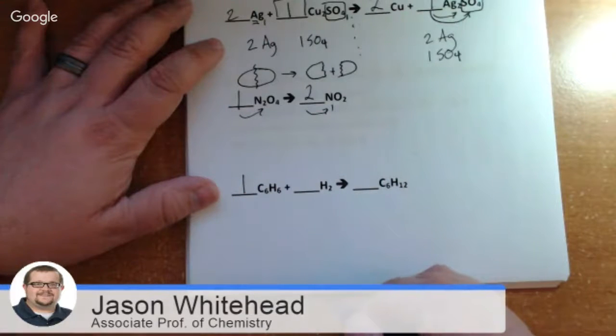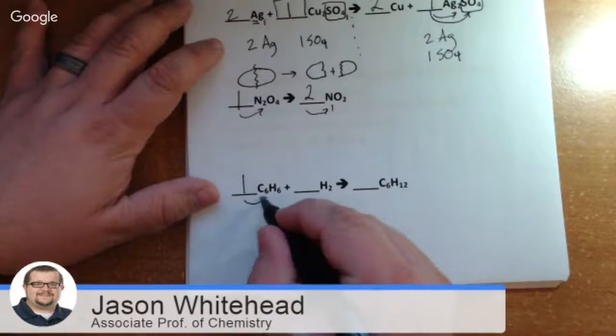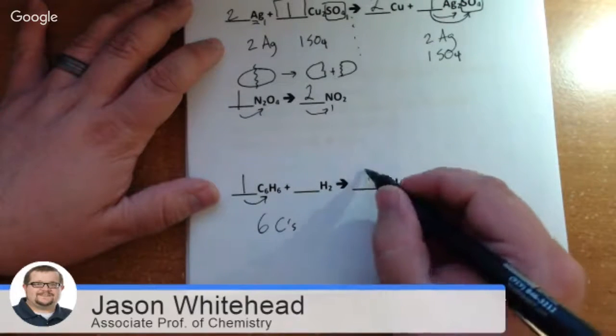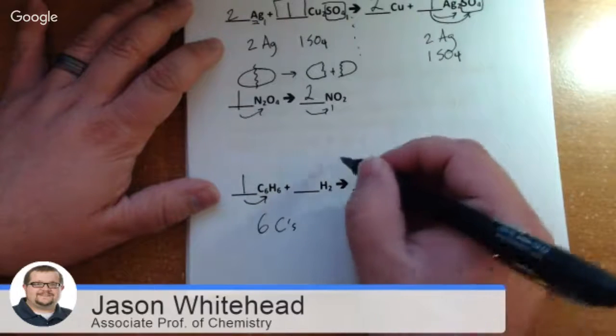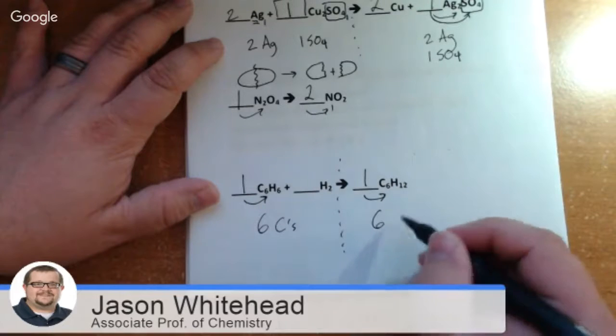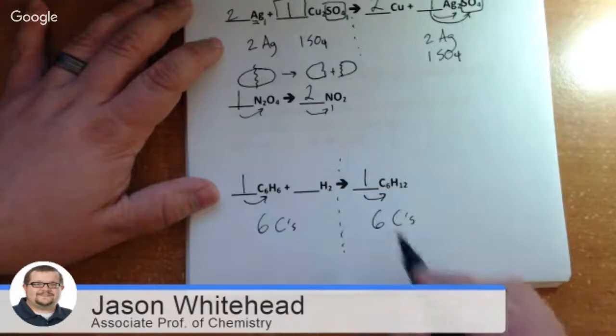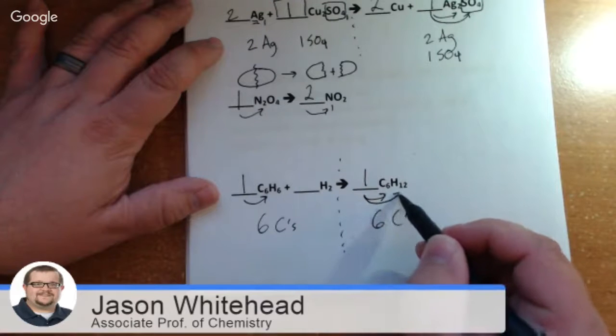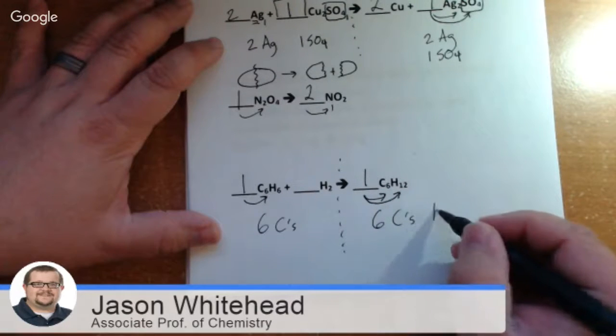I'm going to start with C's. 1 times 6 gives me 6 C's. If I put a 1 over here, because remember we're bouncing to either side of the net, 1 times 6 gives me 6 C's. Now it's time for the H's. 1 times 12 gives me 12 H's.